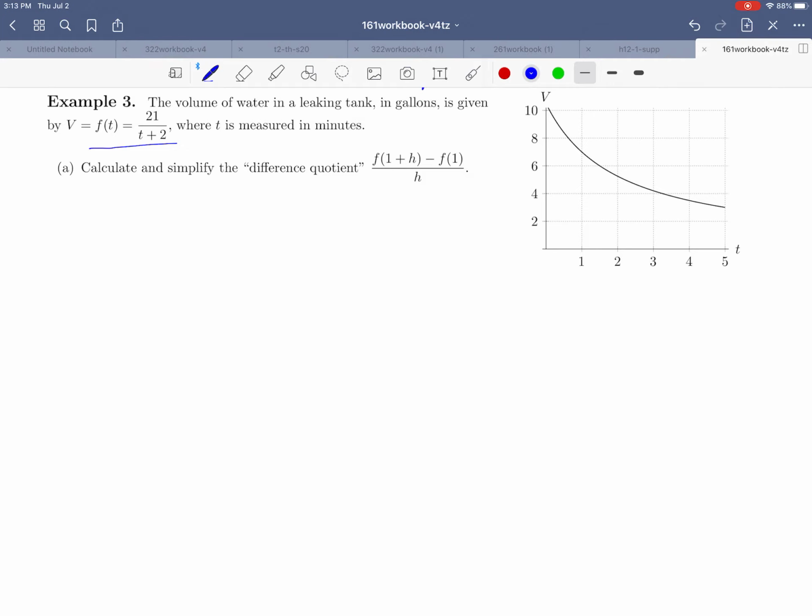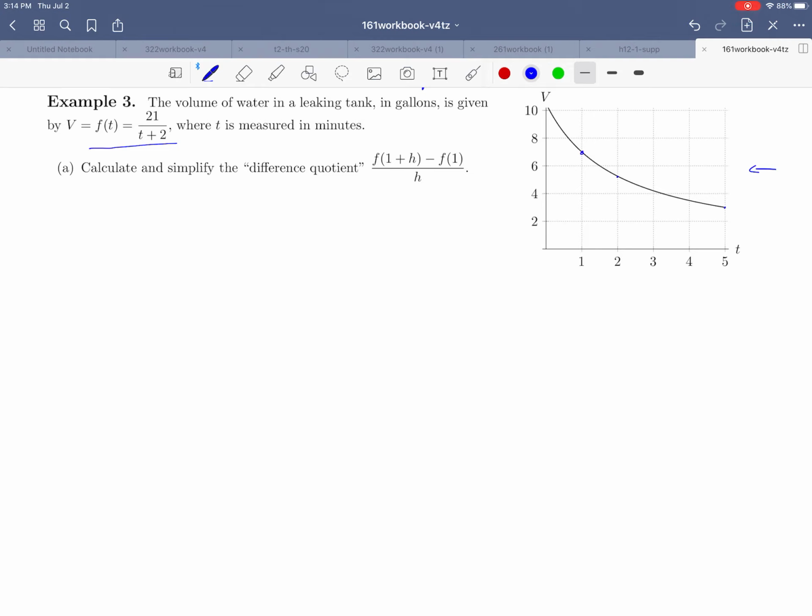We can also visualize the amount of water in the tank looking at our graph over here. So it looks like at time t equals 0, there's quite a bit of water there. And then as time goes on, more and more water leaks out, and so the volume remaining decreases. So after 1 minute, it looks like there's about 7 gallons left. After 2 minutes, it's a little more than 5, and so on. After 5 minutes, only about 3 gallons are left in the tank. So this is what's going on.